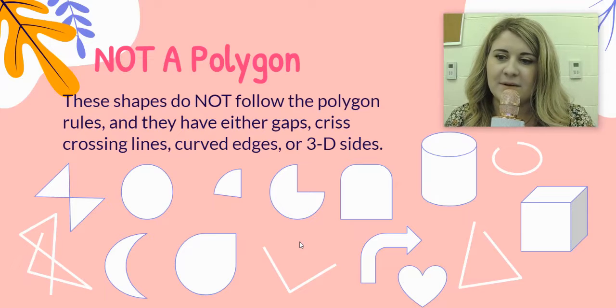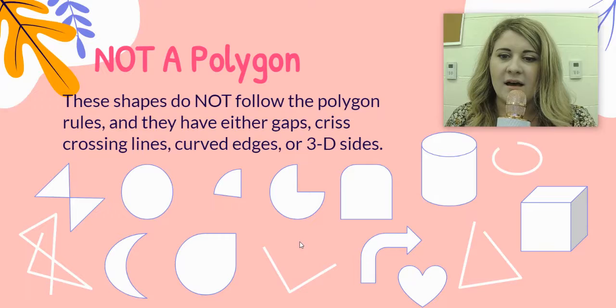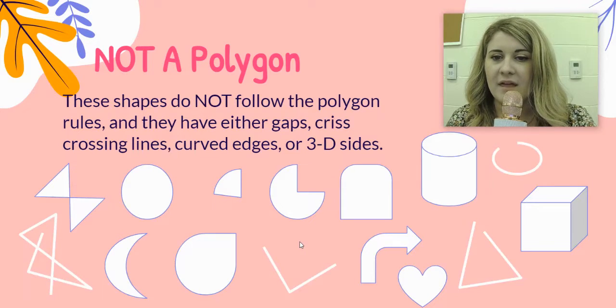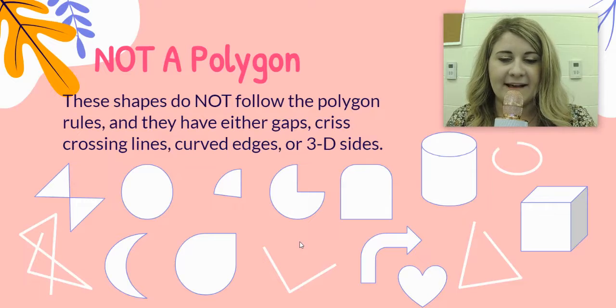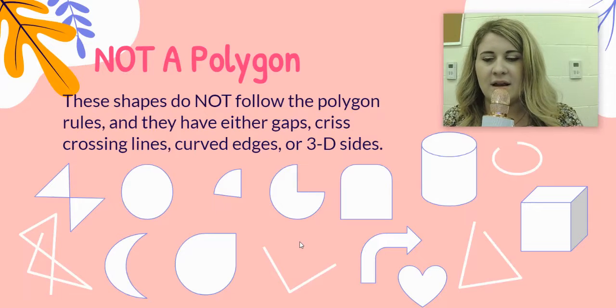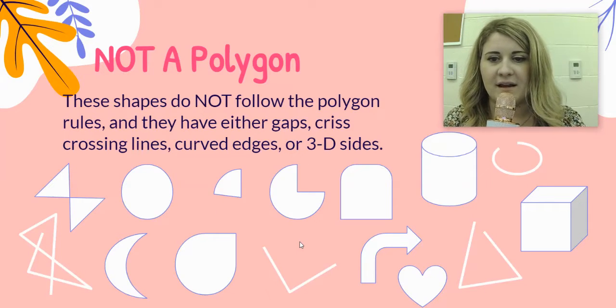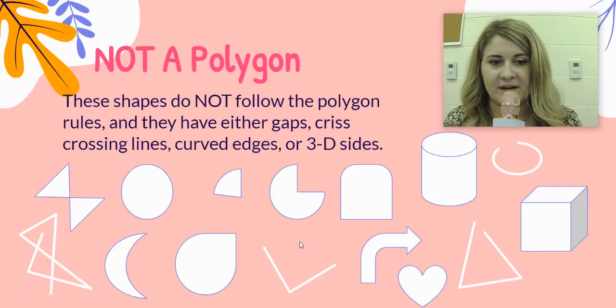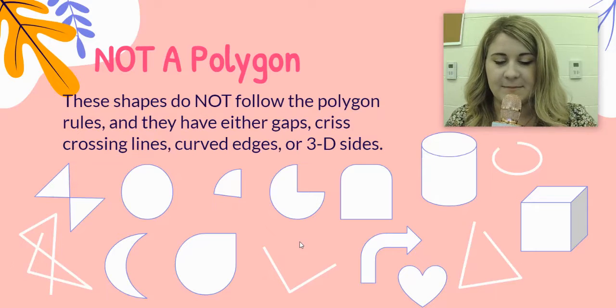Next, we're looking at some examples that are not polygons. Some of these shapes up here have either open lines or they crisscross. They have curves in them, or they are 3D. Some of them are not flat. Basically, all of these up here are not polygons because of one of those things. So either they have a crisscross line or an opening, or there are curves in it, which I see a lot with curves in it, or they're 3D, which means that they're not flat. So none of these are polygons.